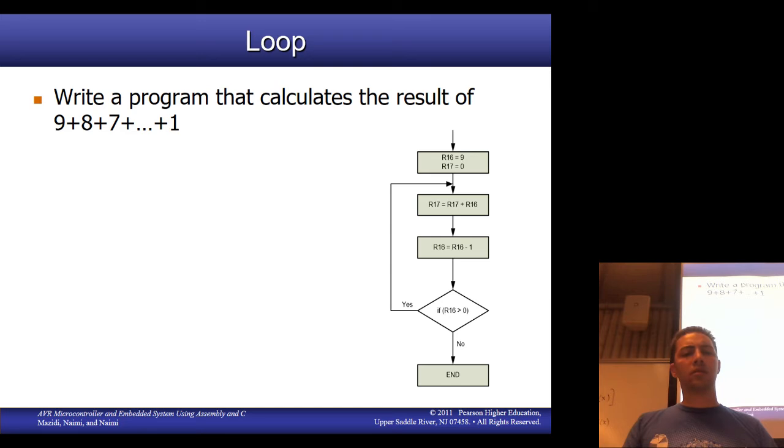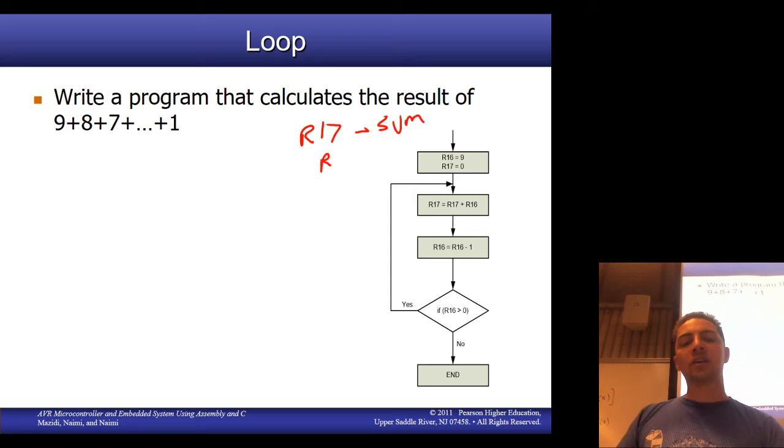Almost done? All right. So, what was different about this? We have one extra variable. We have a sum. We're keeping track of the sum. Which register does my flowchart use to keep track of the sum? R17. So R17 is keeping track of the sum, and R16 pulls double duty, not only as the counter but also as the value.